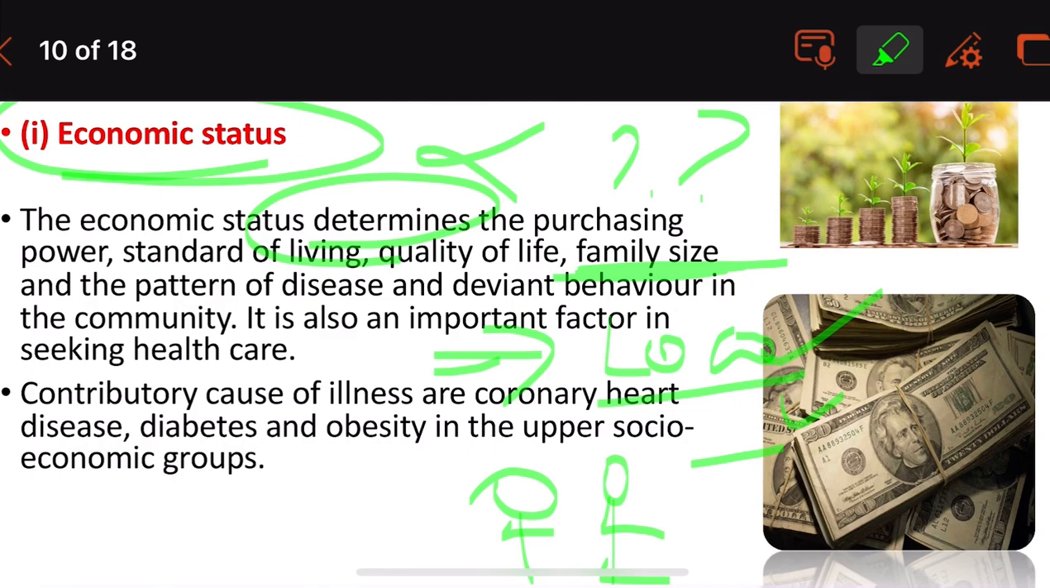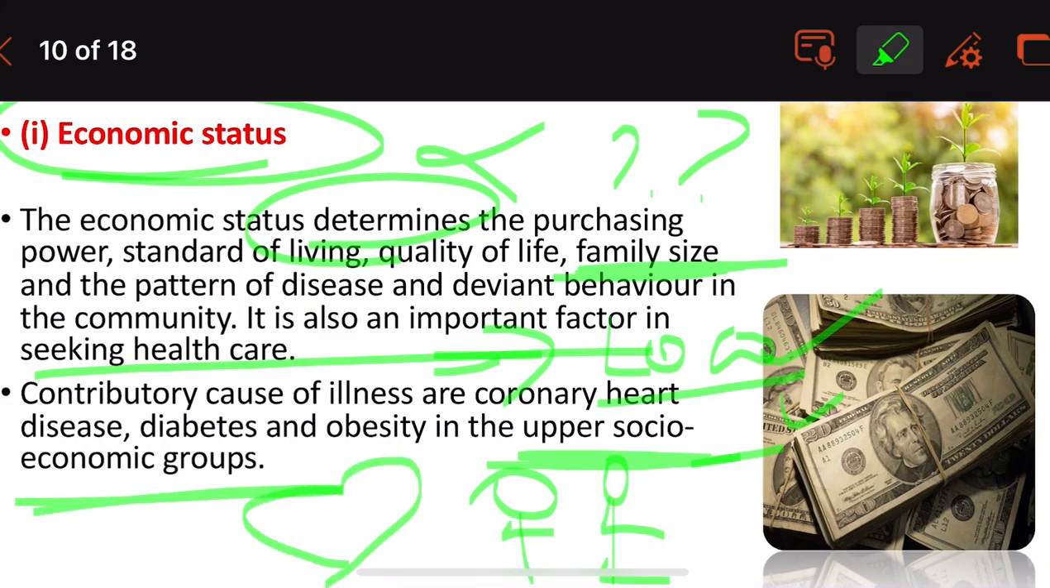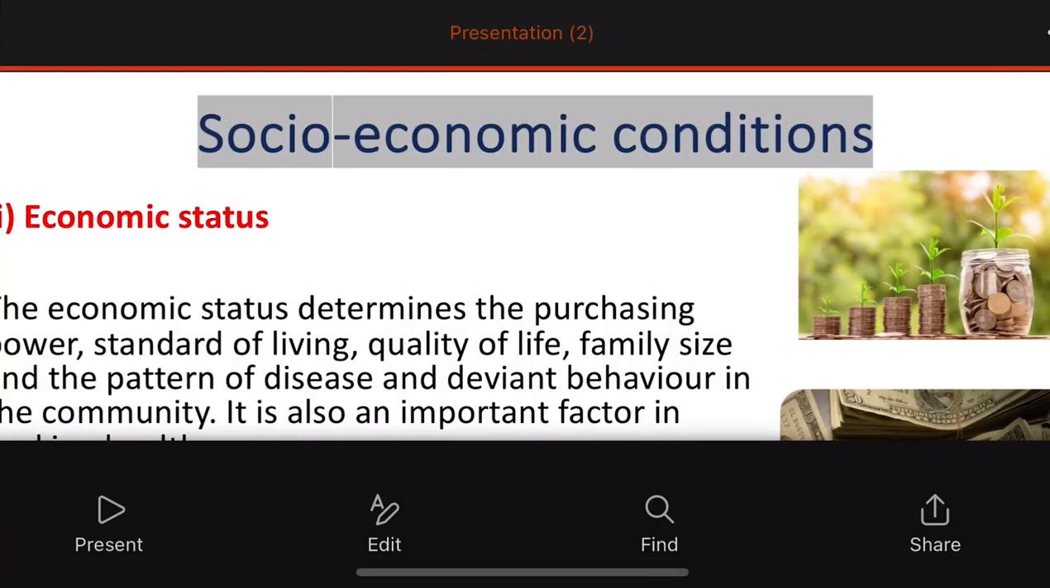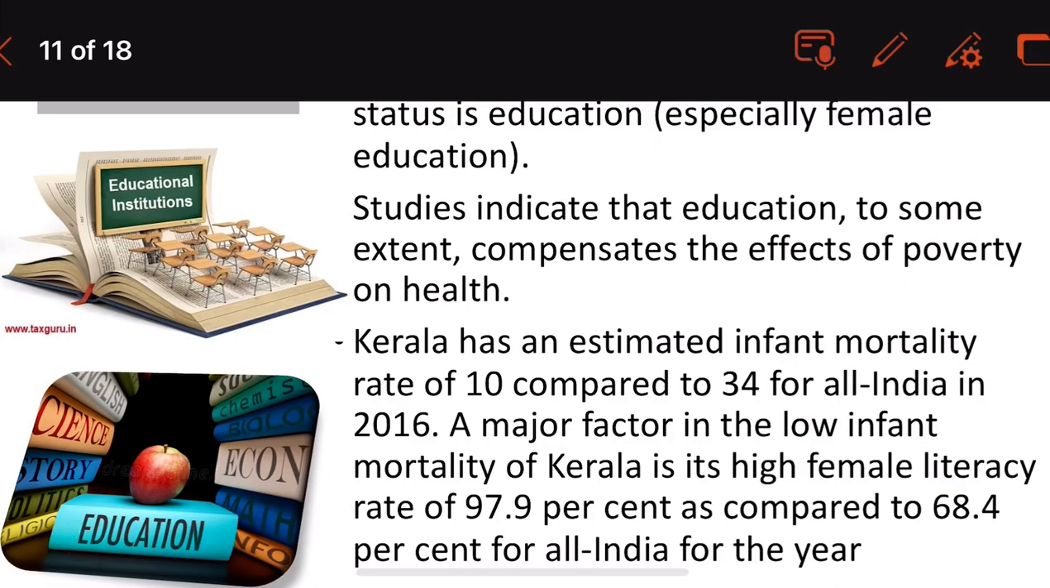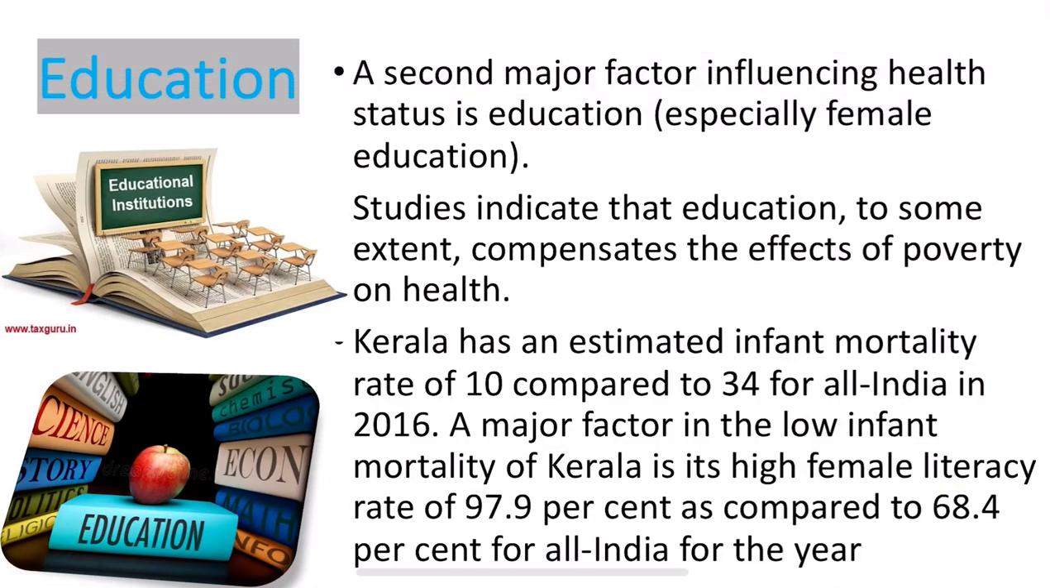Coming to the contrary, we have the diseases which are seen in the upper socioeconomic groups. What are the diseases? We saw that coronary heart diseases, obesity, and diabetes are more prominently found in the upper socioeconomic people. Moving on to the next factor, that is education.